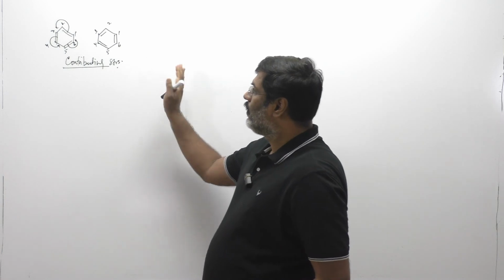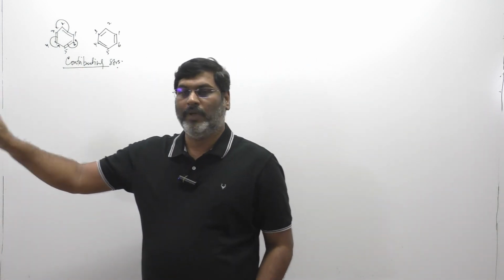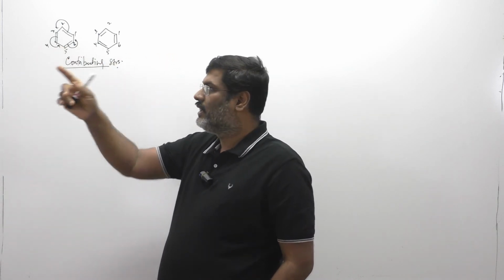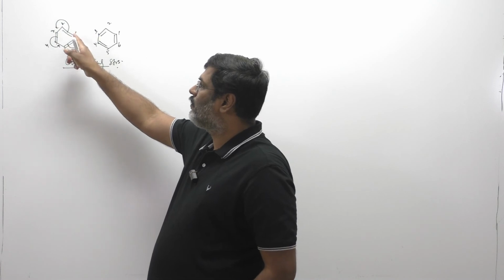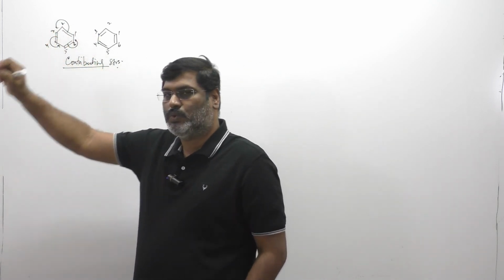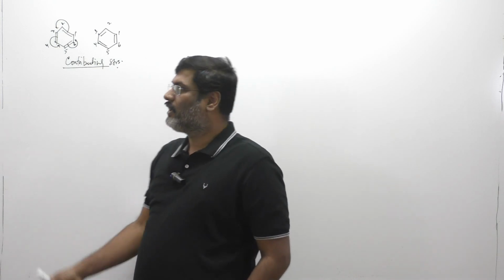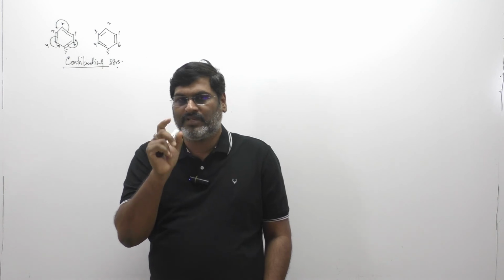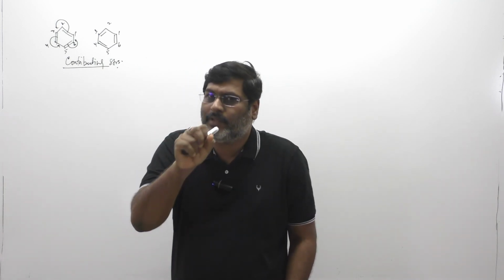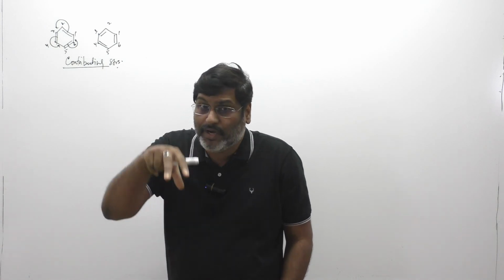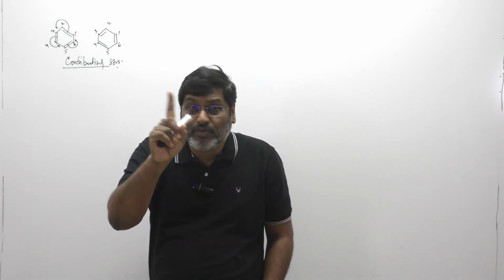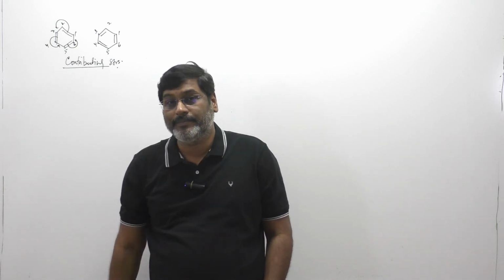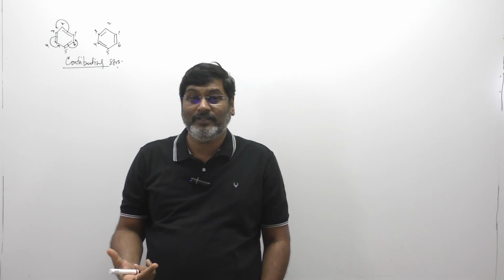So what I want to tell you, when you say this is benzene, don't misunderstand. In this structure, there is a double bond between C1 and C2, and there is a single bond between C2 and C3. When the single bond is there, then single bond character will be there. When the double bond is there, double bond character will be there. But in the actual benzene, there is no single bond character, there is no double bond character. Then how is it benzene?